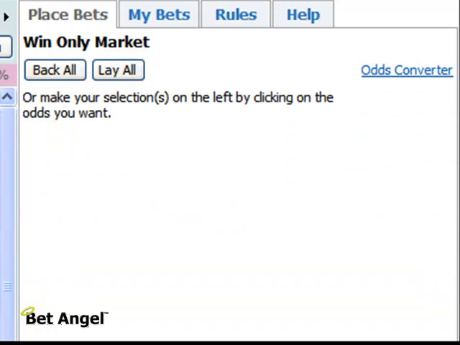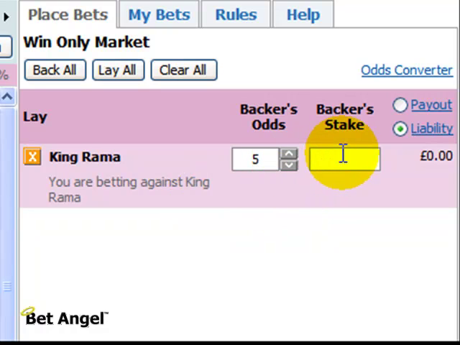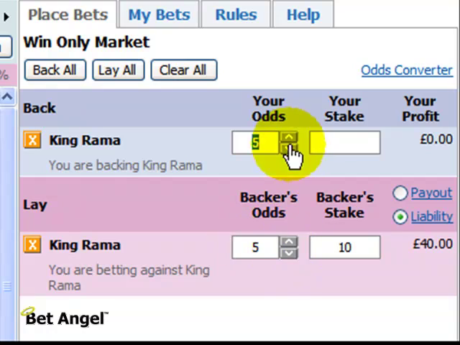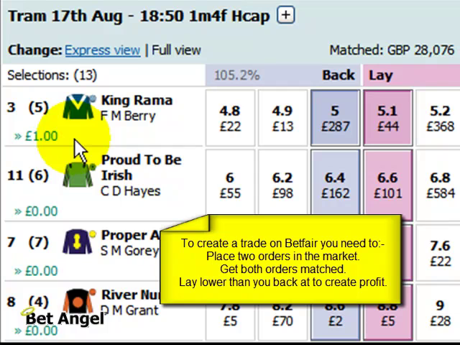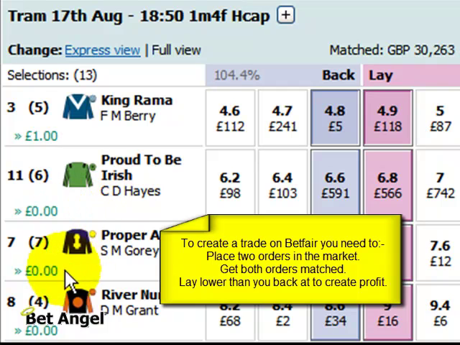Betfair always stops you from doing this initially, so let's do this the right way around. Let's say I lay at 5. If I lay at the current back price and back at the current lay price, you watch what happens to your P&L. There you go. All of a sudden, if you get both of these orders matched, you will make £1 on King Rama. So your upside potential is £1, and your downside potential is, well, let's have a look, 0.